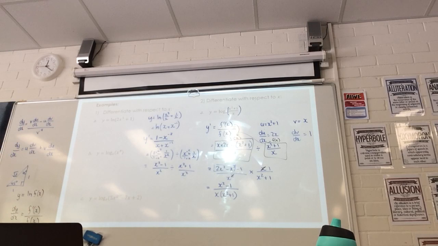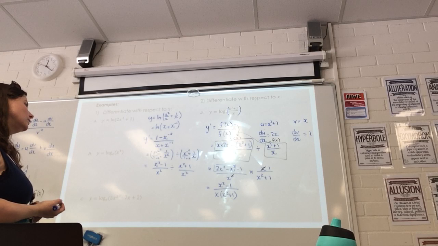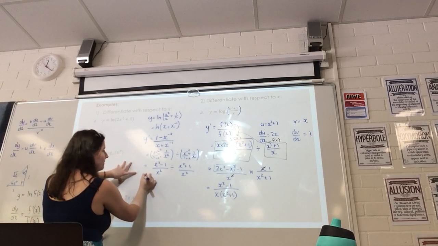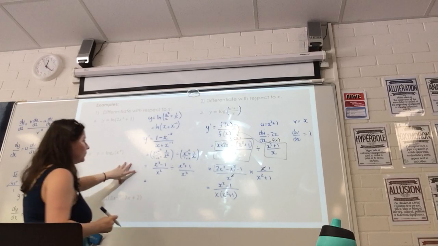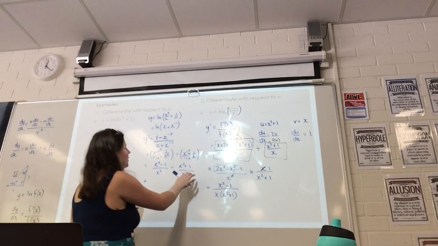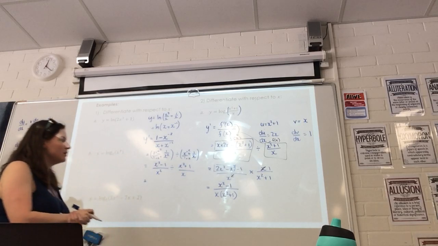Oh, have I made a mistake somewhere? Because I've got an x here that I don't have here. I think it should be x squared plus 1. Oh, this one's not. Apologies. This one's just a denominator of x.